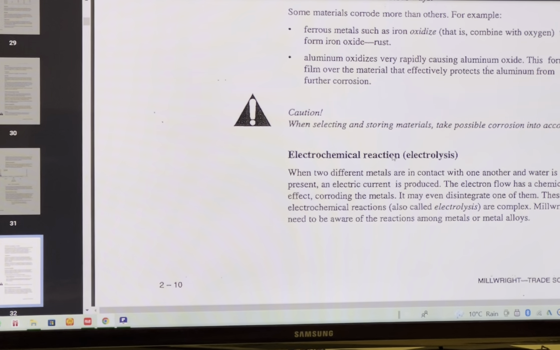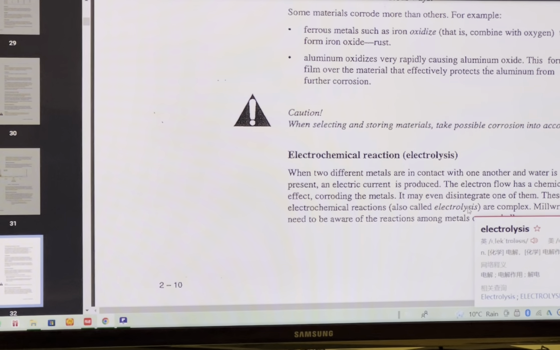Electrochemical reactions, which we often call electrolysis. Remember, very important: when two different metals are in contact with one another and water is present, an electrical current is produced. The electron flow has a chemical effect. It corrodes the material, and it may even disintegrate one of them. These electrochemical reactions we also call electrolysis.